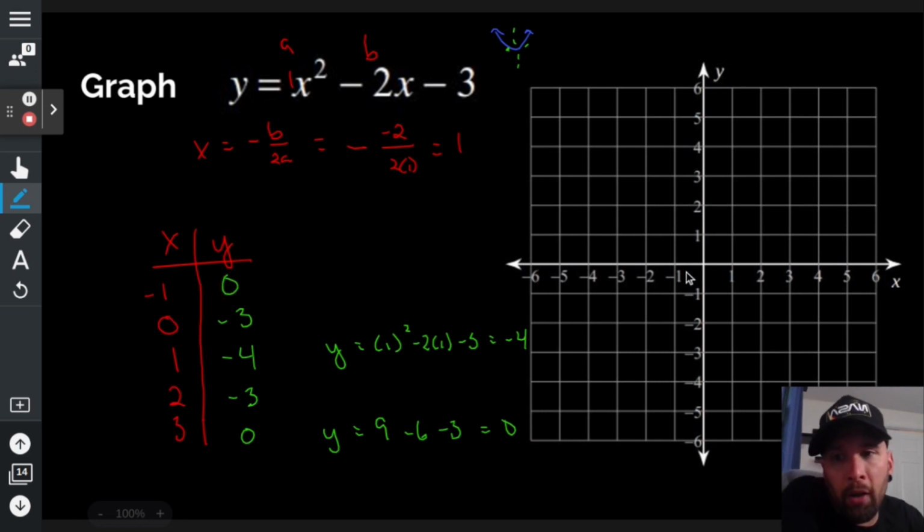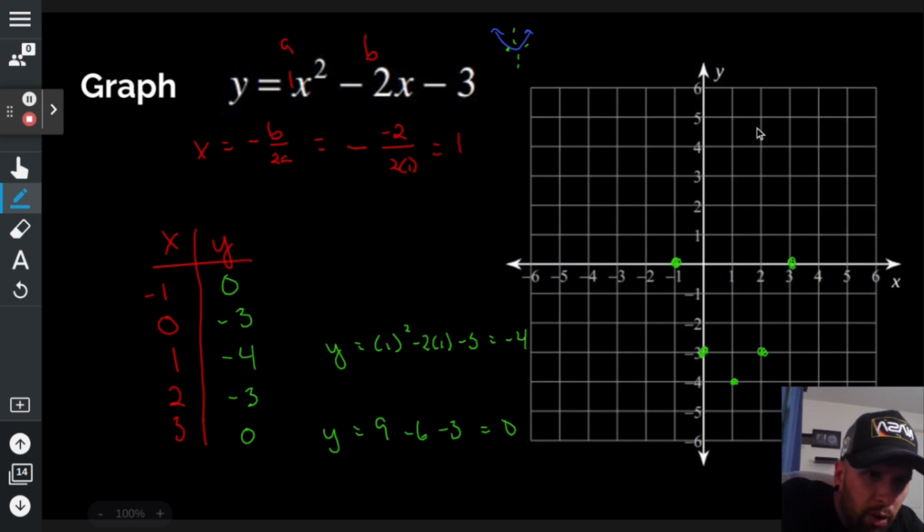So let me graph what I have. -1, 0 lives right there. 0, -3 lives right there. 1, -4 lives right there. 2, -3 lives right there. And 3, 0 lives right there.